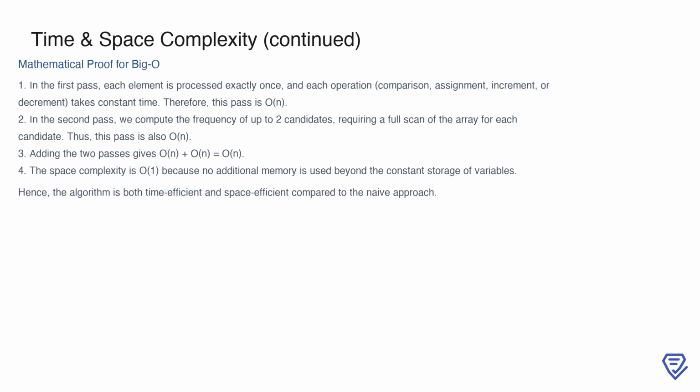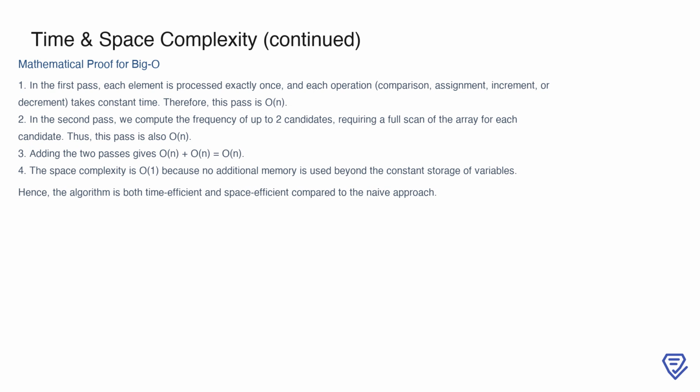Finally, let's solidify our understanding with a mathematical proof of the algorithm's big O complexity. In the first pass, we iterate through the array once, processing each element exactly one time. Operations such as comparisons, assignments, and counter increments or decrements all take constant time. This ensures that the time complexity of the first pass is O(n).